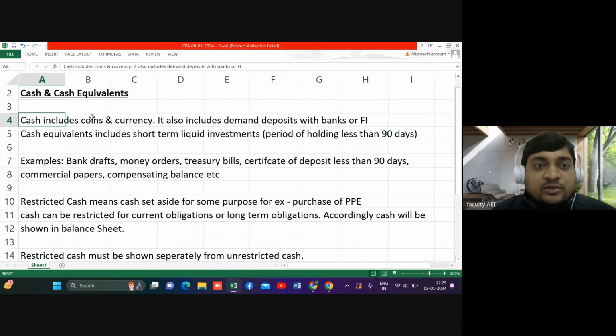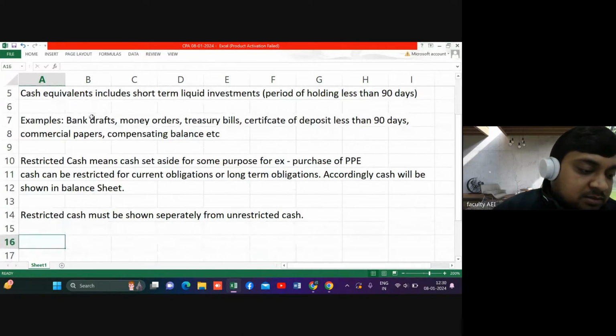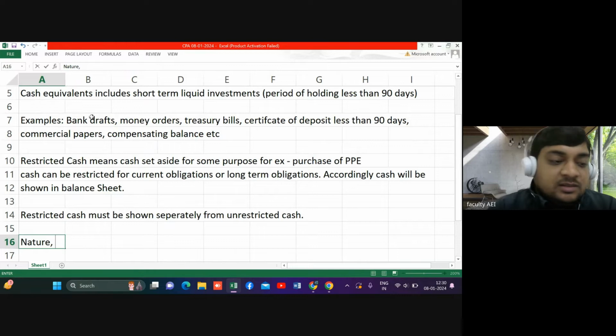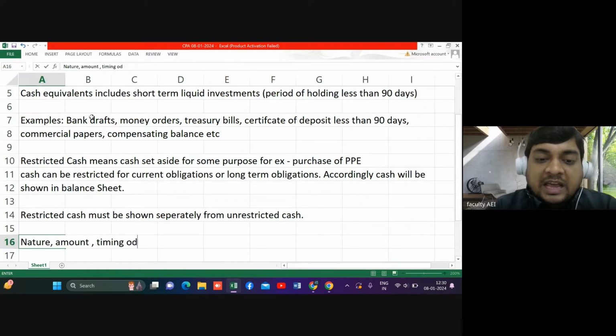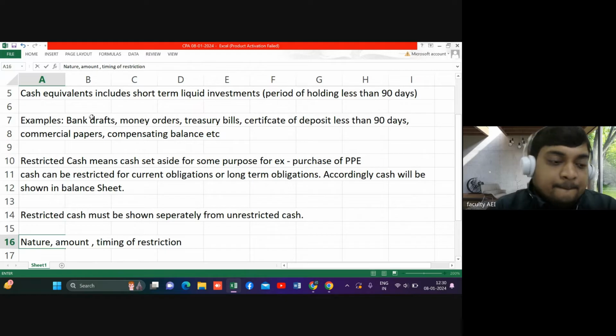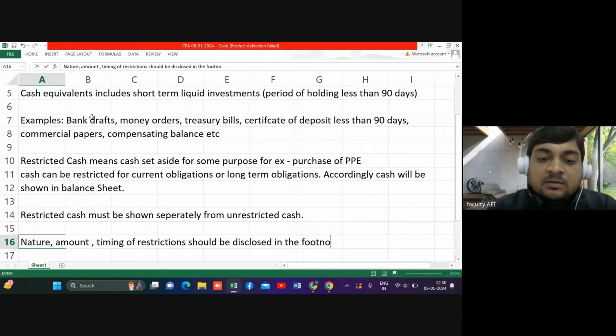Now, one more thing which you need to note is the nature, amount, timing of restriction should be disclosed in the footnotes.